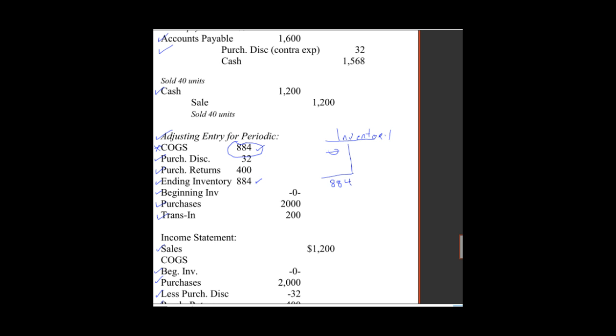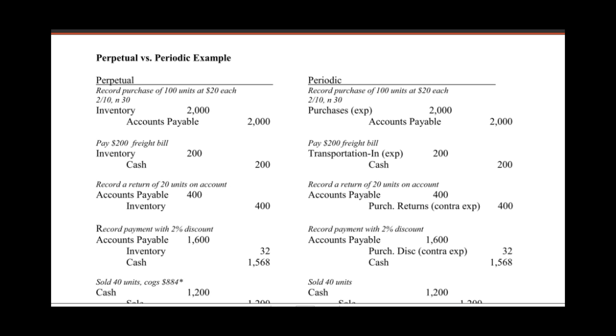That's an adjusting entry, and it needs to be made in the same period so that the income statement is correct. Now, let's do a comparison of all of this. We're ready to look at the entries side by side. We'll start with the perpetual.